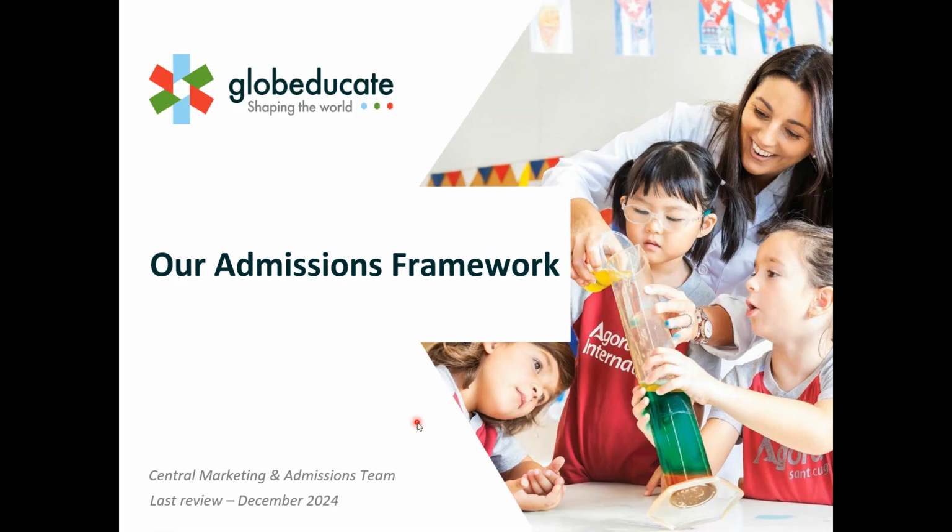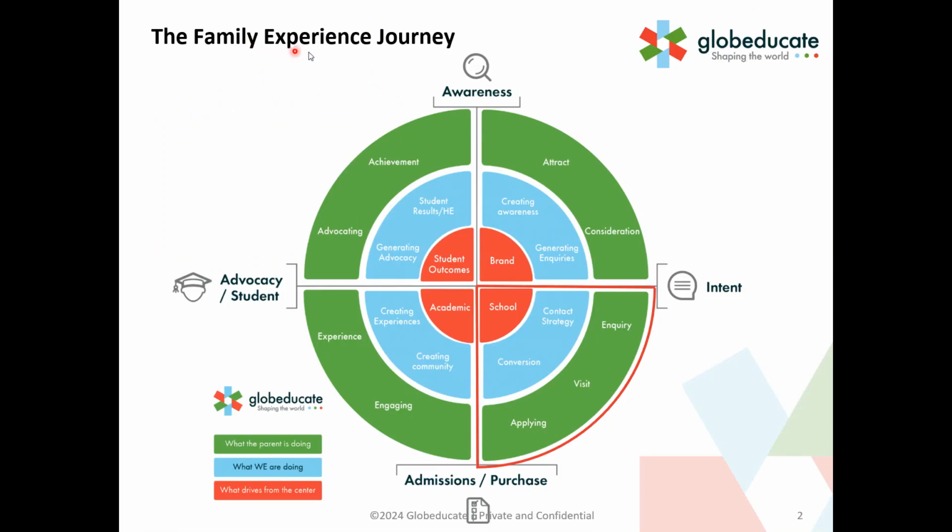Admissions in Globeducate, we tend to use what we call the Family Experience Journey Framework. It might be a model you might be already familiar with. If not, this is how to look at it. It works as a kind of a wheel, which follows the family throughout their experience with us, starting with their first contact, the decision to apply, the enrollment at the school, the student experience with the school, and the kind of advocacy that the parents make of our school based on the experience they had with us.